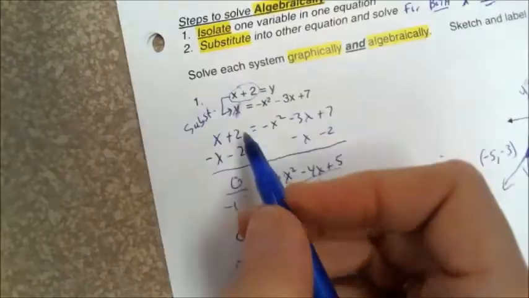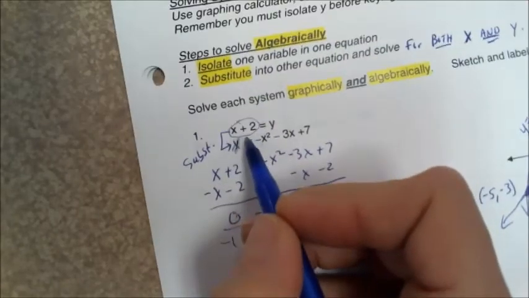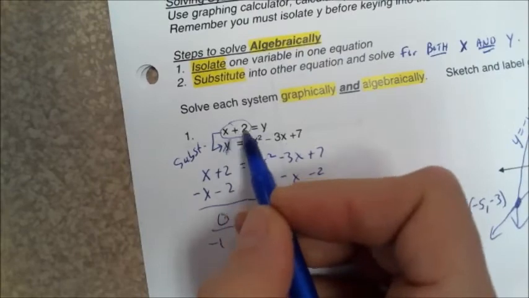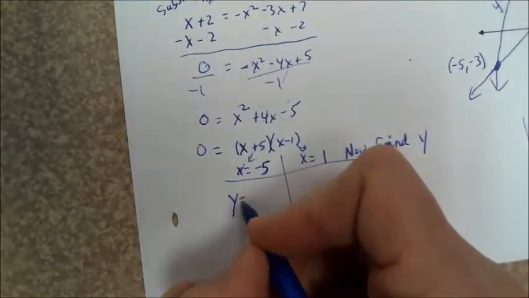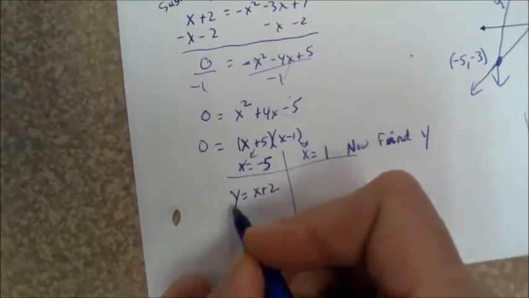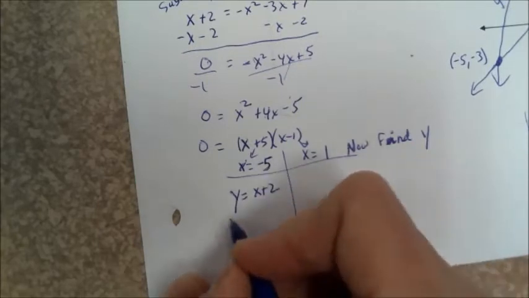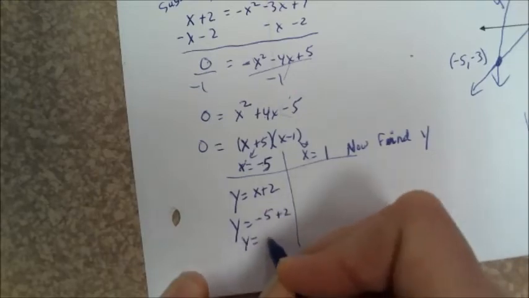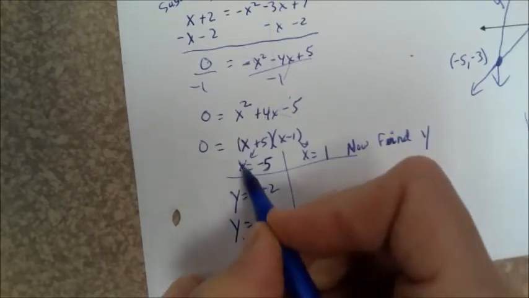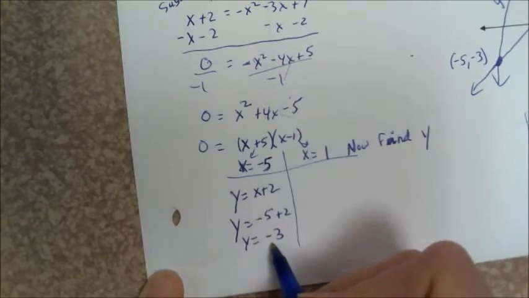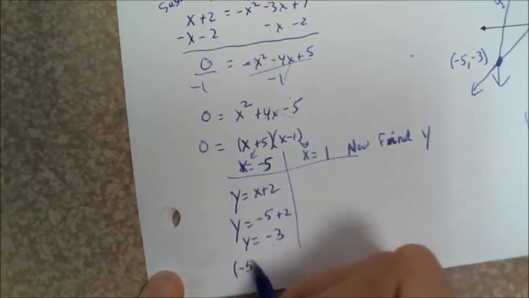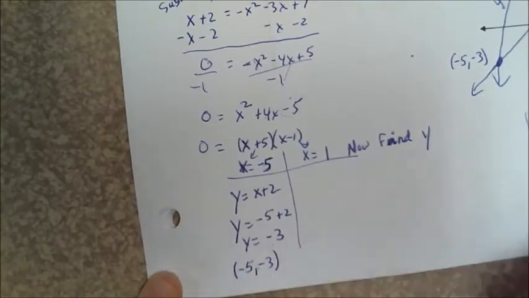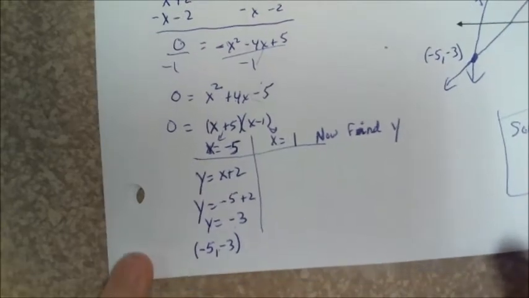So from the original equation, y is equal to x plus 2. You can choose either one, but that's the easier one. So since y is equal to x plus 2, that's from the original. All you have to do is substitute -5 in for x. -5 plus 2 is equal to -3. So when x equals -5, y equals -3. So -5, -3 is the solution. It's the same one that we got graphically.